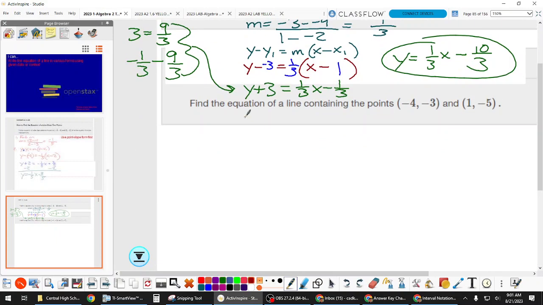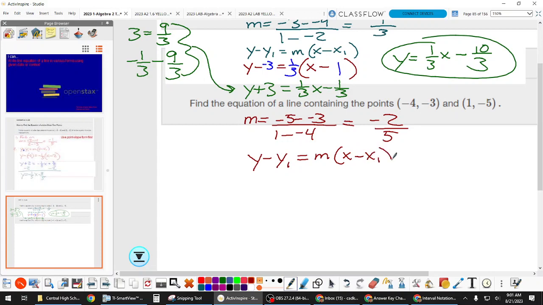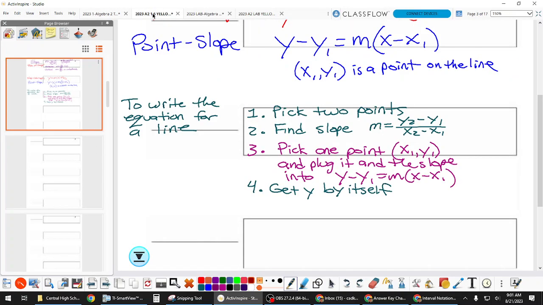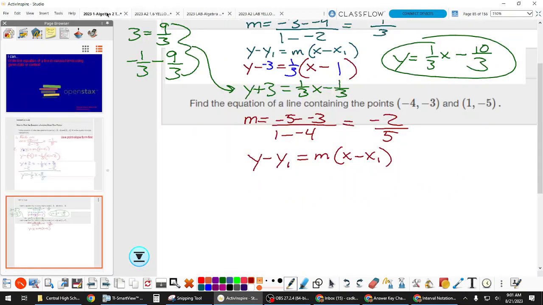Next. Same thing. Find your slope. We're already given our points, so we don't need to worry about picking the points. -5 plus 3 is -2. 1 plus 4 is 5. So there's our slope. I know this is all fractions, but that's okay. Just think through it. Here's point slope form. If you're following your notes, we didn't have to pick 2 points, they were given. We found the slope, now we're on step 3. Pick 1 point and the slope and plug them in. Which point should we use? -3 and 1. Okay.